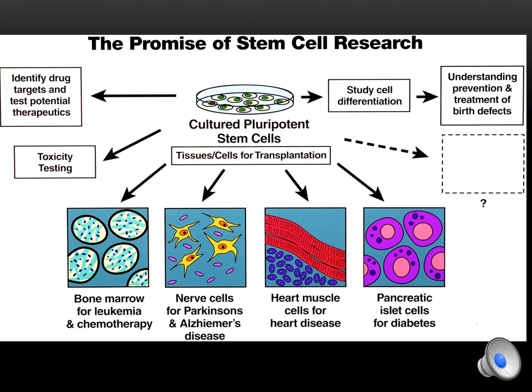So if we have the pluripotent stem cells, they can be used for bone marrow, leukemia, chemotherapy, nerve cells for Parkinson's and Alzheimer's disease, heart muscle cells, pancreatic cells when we're talking about diabetes. They could use it to study cell differentiation, which could help with birth defects. They can use it for toxicity testing, in other words, to see what different substances can be toxic to humans. And they can use it to identify drug targets, in other words, what drugs will work on certain types of cells.